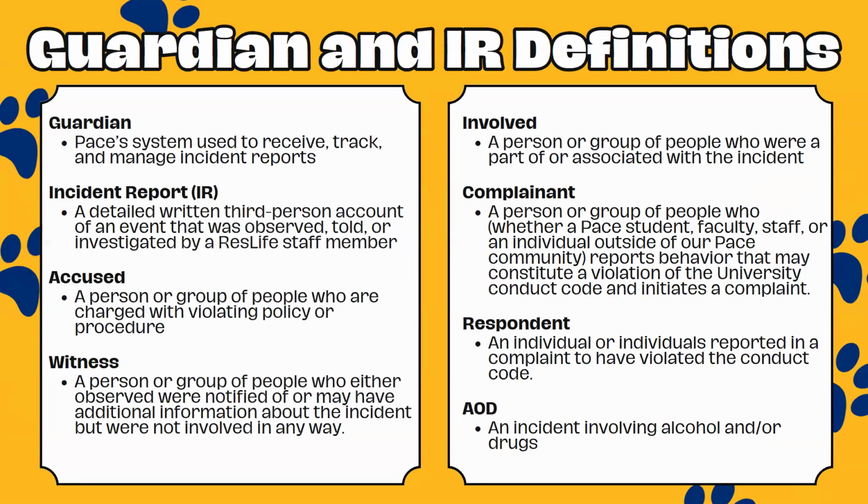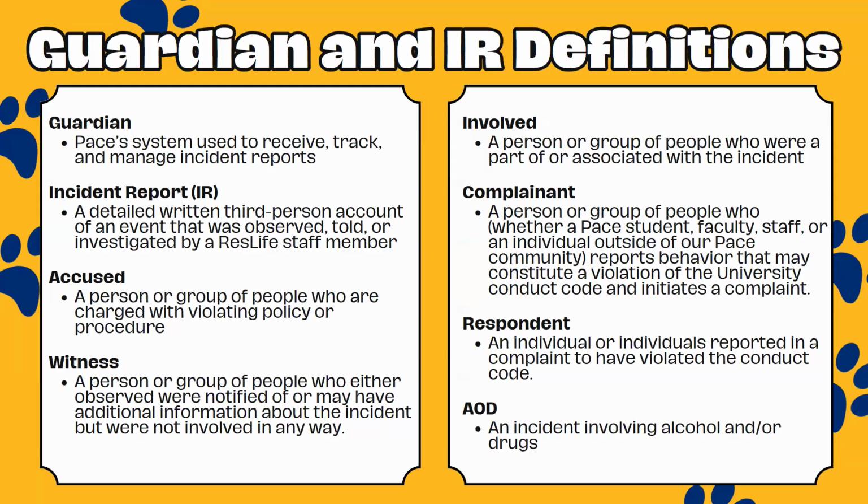First up is Guardian. This is PACE's system that we use to receive, track, and manage incident reports. It serves as a vital tool for maintaining safety and accountability within our community. Next, we have the incident report, or IR. This is essentially a detailed third-person account of an event. It's important to remember that this report should come from a ResLife staff member who observed, was told about, or investigated the event. Now, let's clarify a few roles involved in the reporting process.